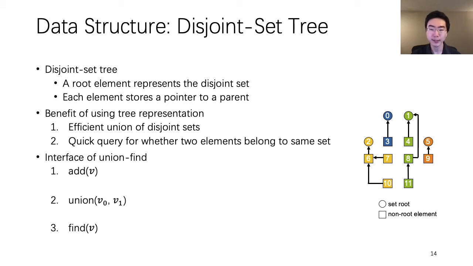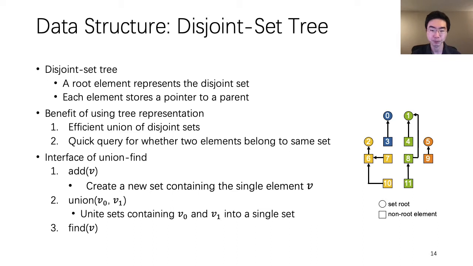Union find usually supports 3 basic operations: add, union, and find. Add operation is to add elements into the data structure, and it's usually used in the initialization stage. Union operation is responsible for uniting the sets containing the 2 given elements into a single set. Find operation returns the root element of the set containing the given element.